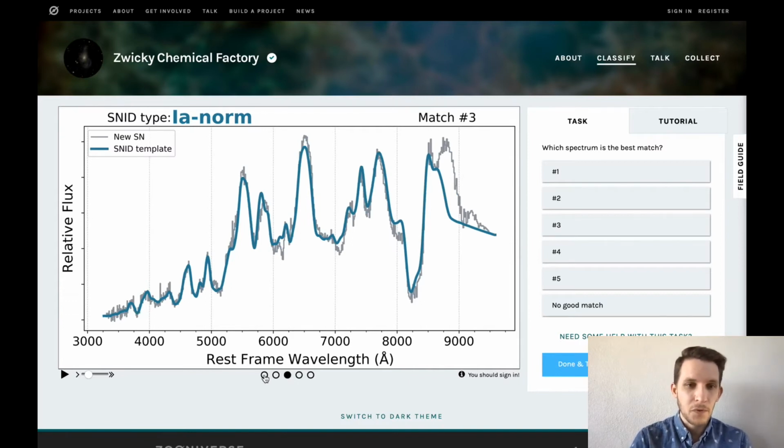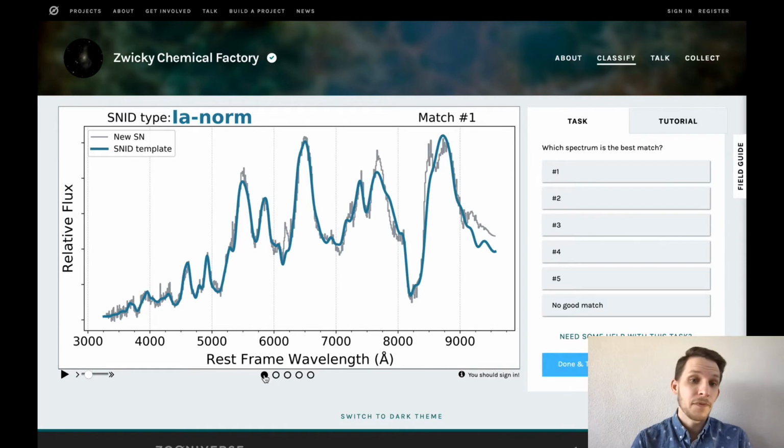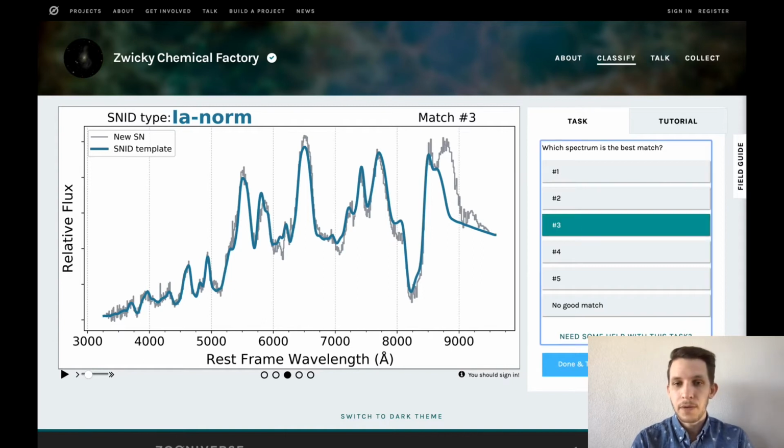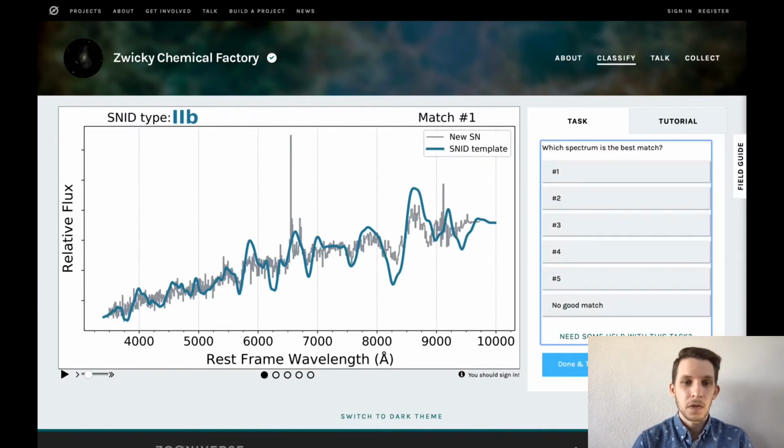I'm sort of back and forth between 1 and 3. And to be frank, you could go with just about anything here. But I think number 3 looks just a bit better. It matches this feature here a little bit more closely than number 1 does. So I'm going to select number 3, and we'll move on from that source.